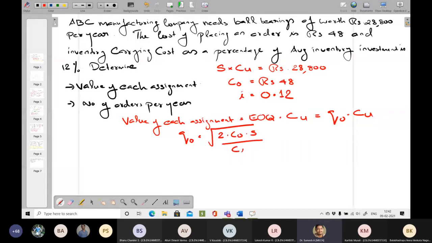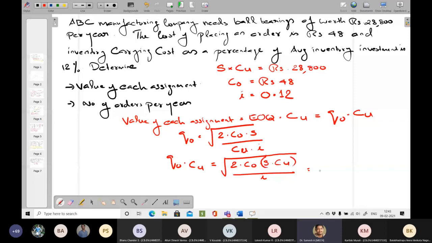So we can see that CU is not known to us, so we can take it out in terms of this equation. Q naught into CU will be equal to square root of 2 into C naught into S into CU divided by I. I am equating on both sides and then taking it out, which is why I am multiplying the S into CU term directly over here. So all the terms are known to you: 2, C naught, S into CU, and I.